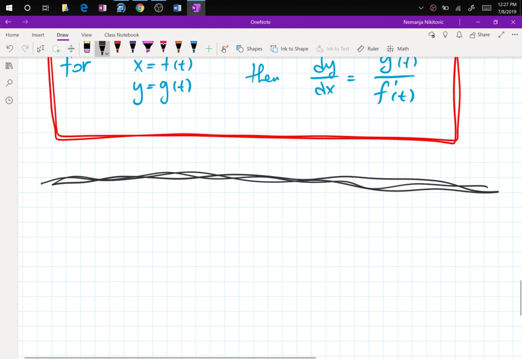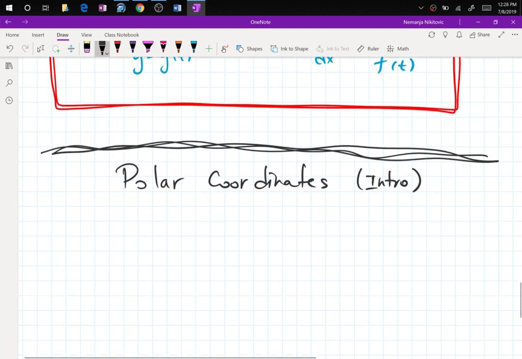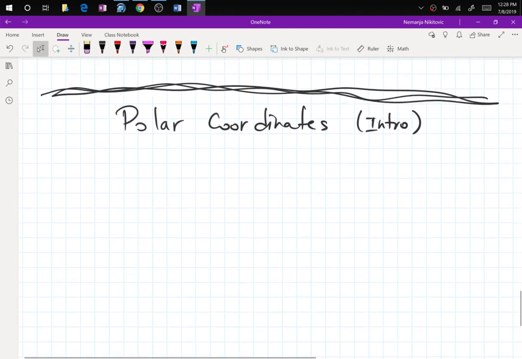Polar coordinates has two kinds of parts. First part is introduction and pre-calculus. Second part is calculus. So polar coordinates, and this part is intro, meaning algebra and pre-calc. What we have for polar coordinates is a different way to get to a point which still lives in the xy plane.